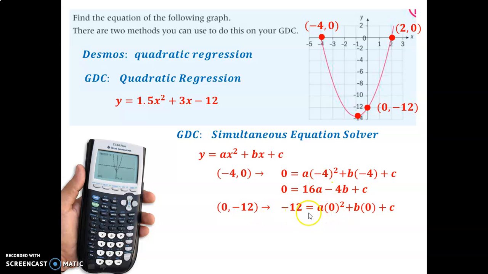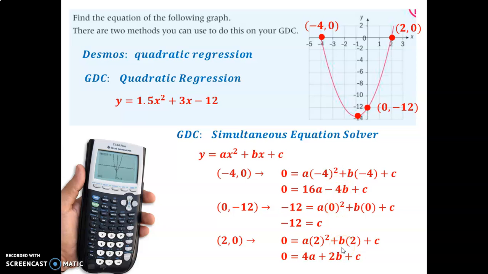So negative 12 for y, the x values both become 0. This one ends up being simpler because both a and b disappear because they're 0, so we end up with this equation. And the third equation, we always need 3, is using this third point we know, and put that into the equation as well. 0 here, the x values are 2. That simplifies into 4a plus 2b plus c. Okay, we have three equations.